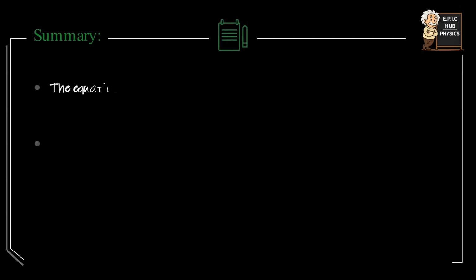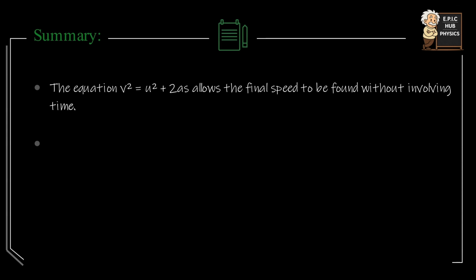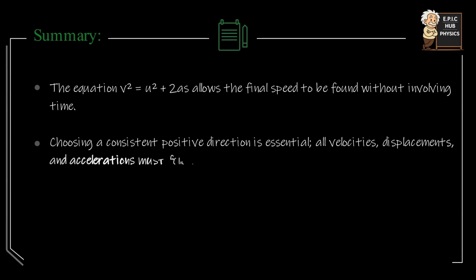Let's finalize by looking at the relevant ideas for this problem. The equation v squared equals u squared plus 2as allows us to find the final speed without needing the time of motion. And when using equations of motion, it is very important to choose a consistent positive direction so that all velocities, displacements, and accelerations follow the same sign convention.